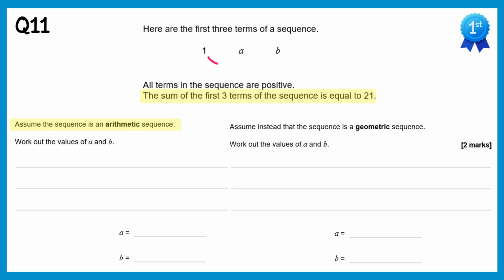So to get from 1 to A, we need to add on some number, and then to get from A to B, we need to add on the same number again. We just don't know what that number is. But we do know the sum of all those 3 terms is 21.